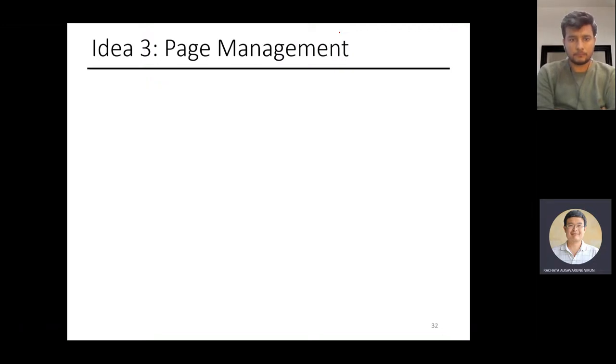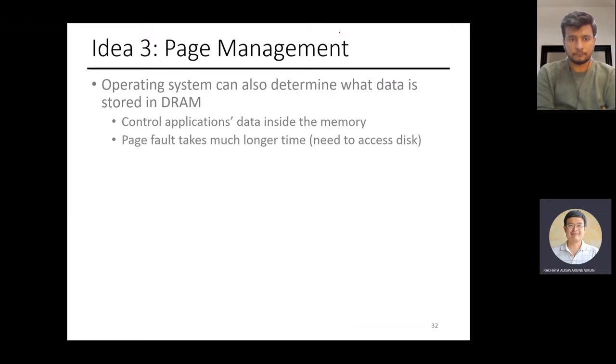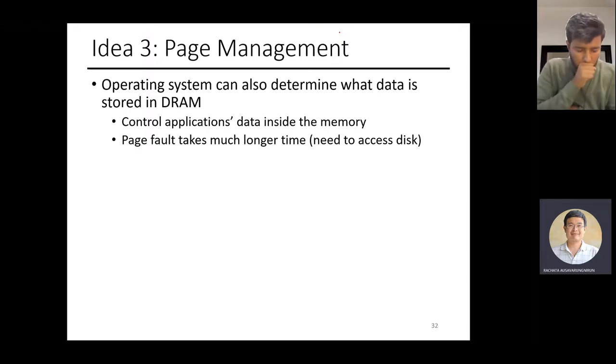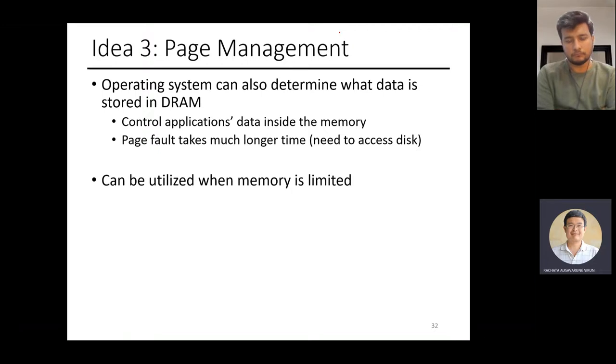One more idea is the page management mechanism, right? Because this is more about capacity, how do you manage the capacity of DRAM that is limited, right? The OS also can determine what data would be stored in DRAM and what should be stored in the swap in the storage. This controls, for the application, what data goes into the main memory and what data would have to go to the page fault process and access the disk.